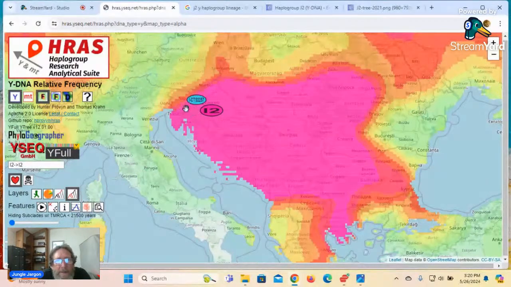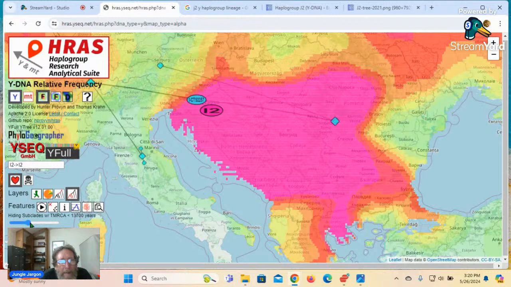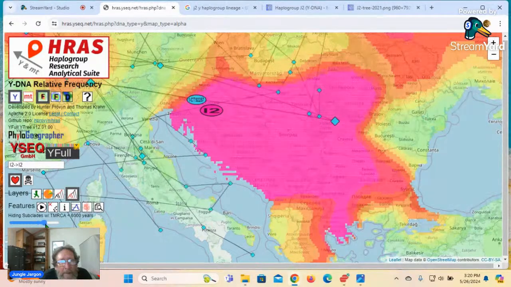Anyways, there it is. It starts out with CTS2257. Now, whether or not that's all of I2, I don't know, but anyway, that's what we have to go by right now. And it's found in Italy, it's found in the Balkans, run around in Italy.